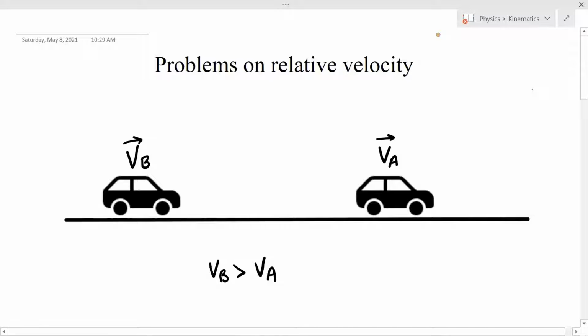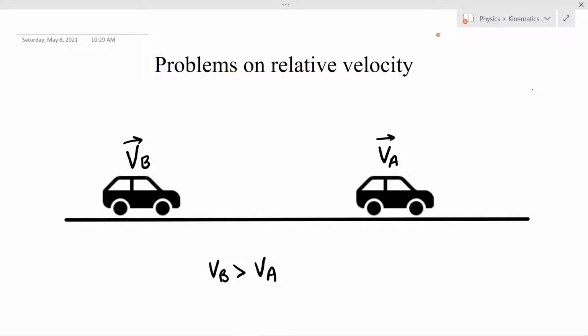In this session, we will solve some problems based on relative velocity. The problems that I will be solving in this session are the same problems that we have already solved in the meeting point problems video. So what are meeting point problems?